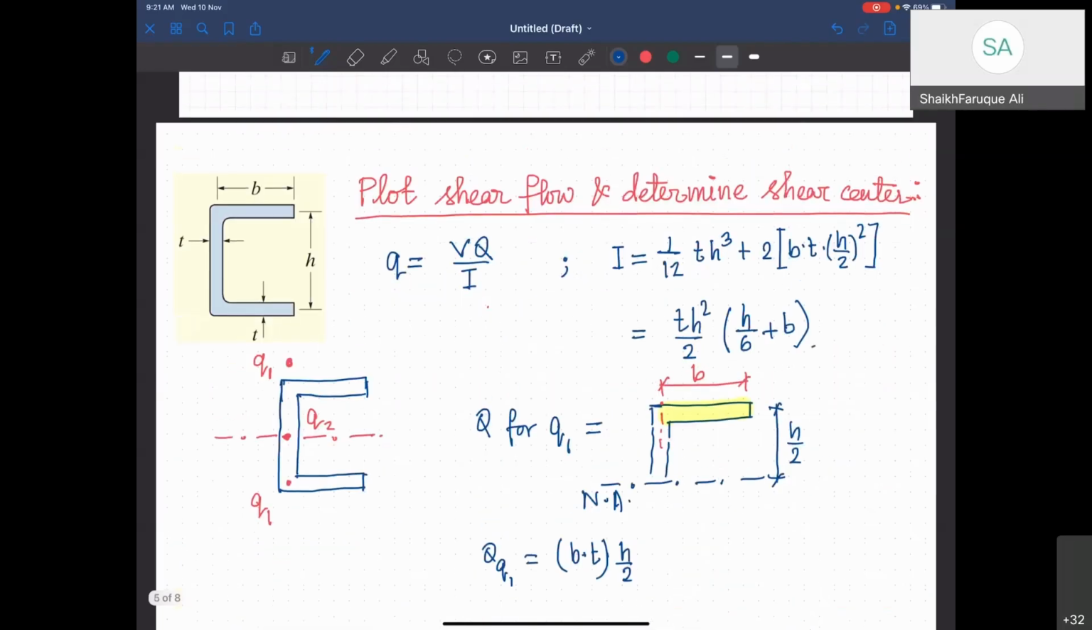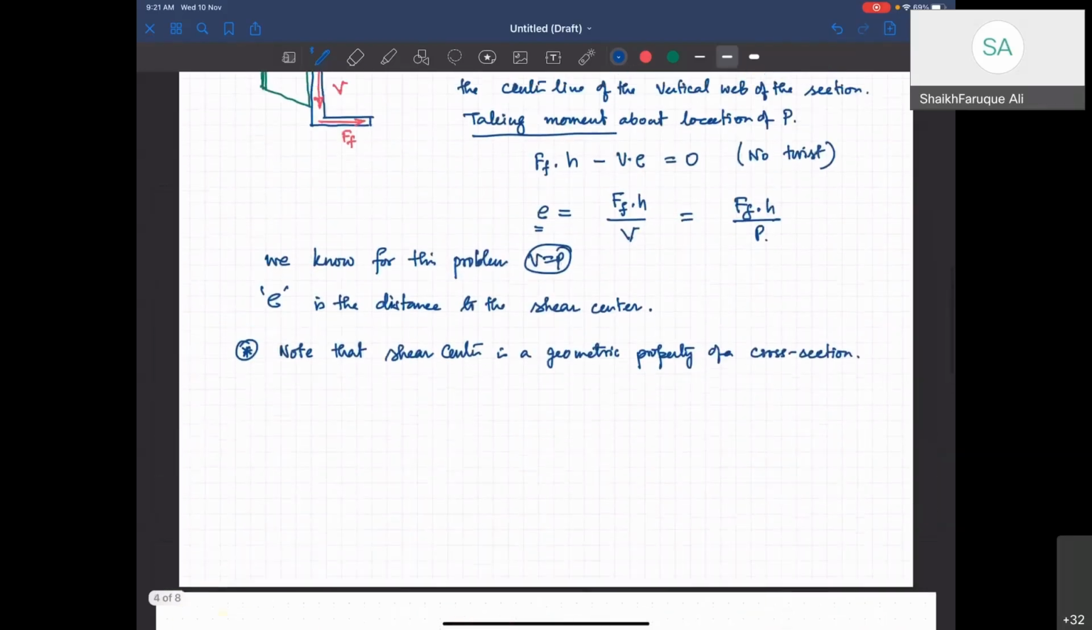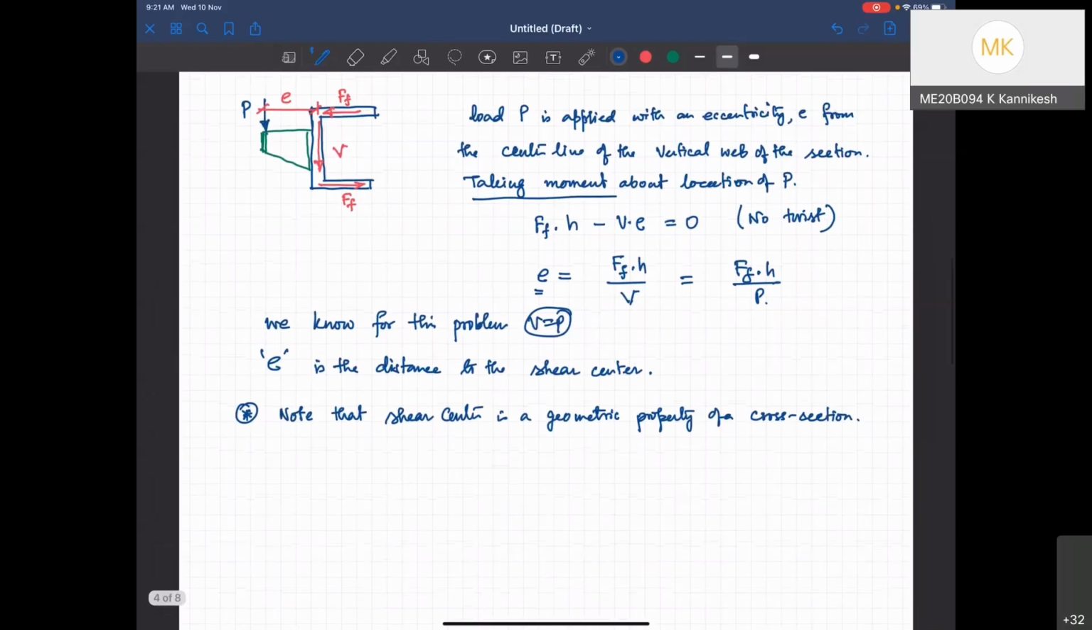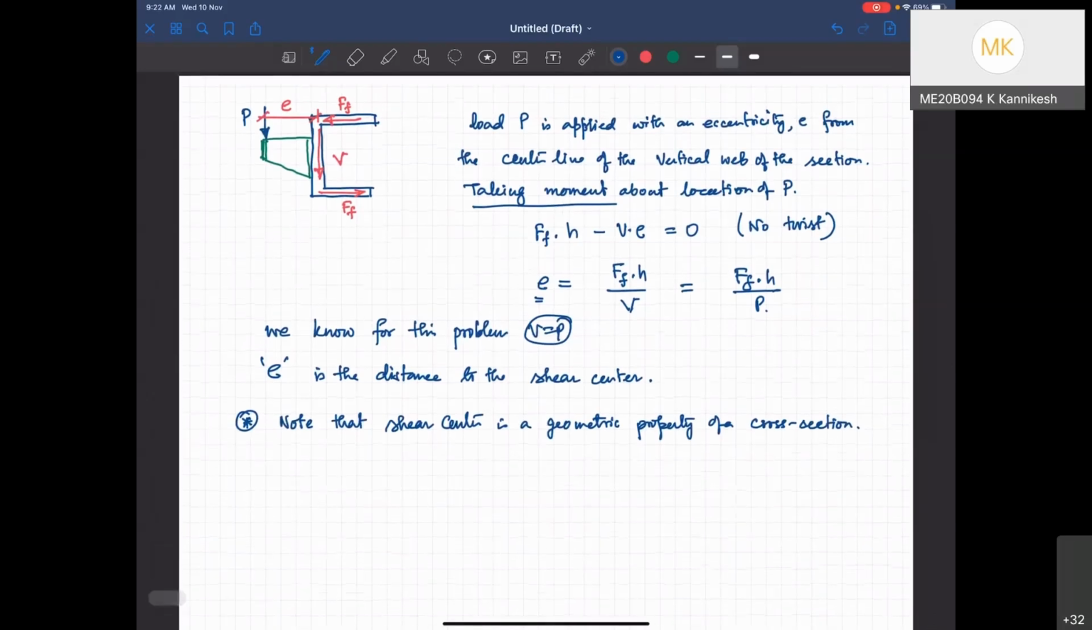Sir, basically here the force P is not cancelling the moment, rather the point only is important. So why do we have a force at that shear center? P force.